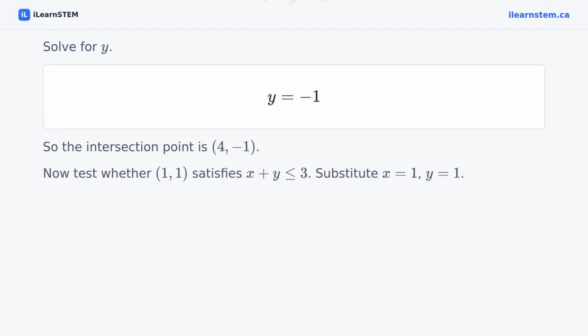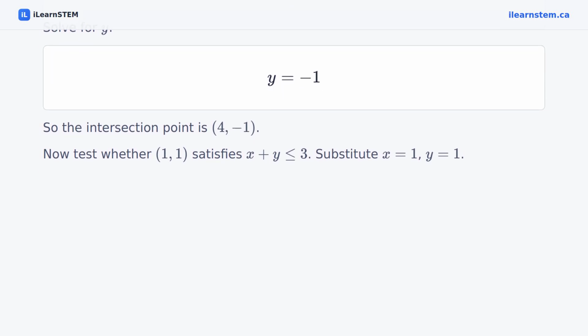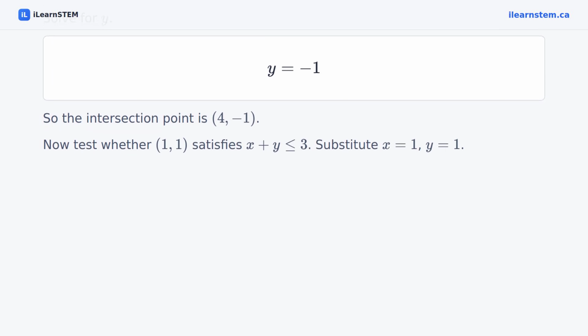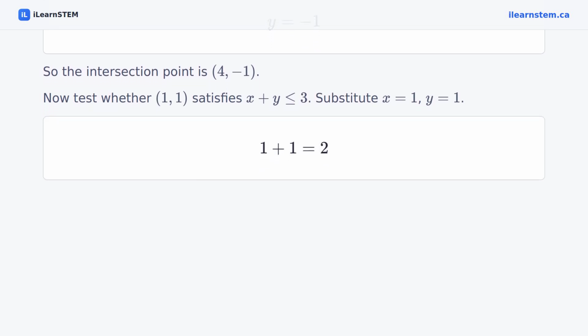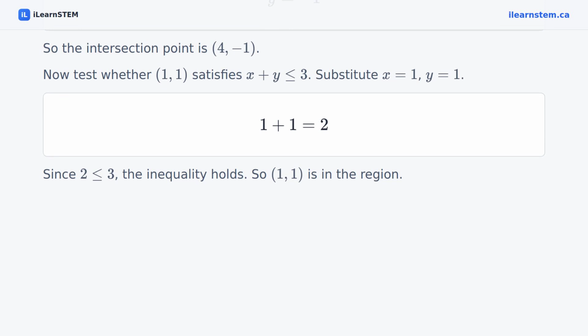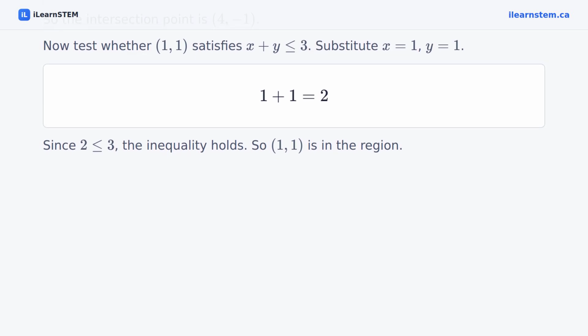Now test whether the point 1, 1 satisfies x plus y is less than or equal to 3. Substitute x equals 1 and y equals 1. 1 plus 1 equals 2. Since 2 is less than or equal to 3, the inequality holds. So 1, 1 is in the region.